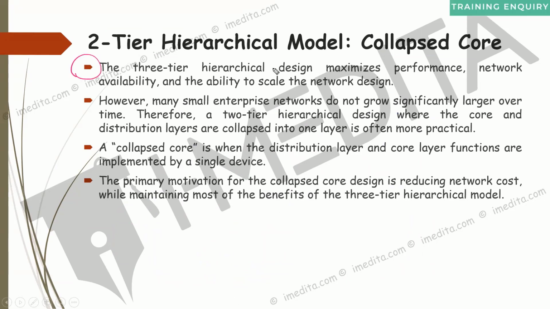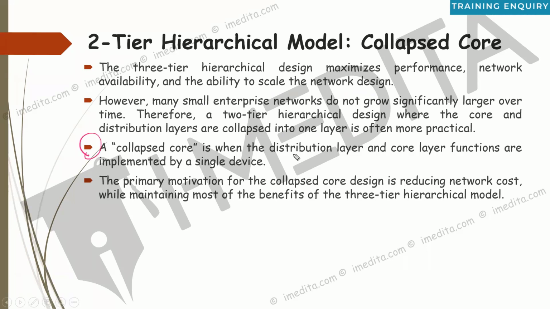The three-tier hierarchical design maximizes the performance, network availability, and the ability to scale the network design. So when it comes to scalability, you can go for three-tier design. But in a small enterprise network, many small enterprise networks do not grow significantly larger over time. Therefore, a two-tier hierarchical model where the core and distribution layers are collapsed into one layer is often more practical.